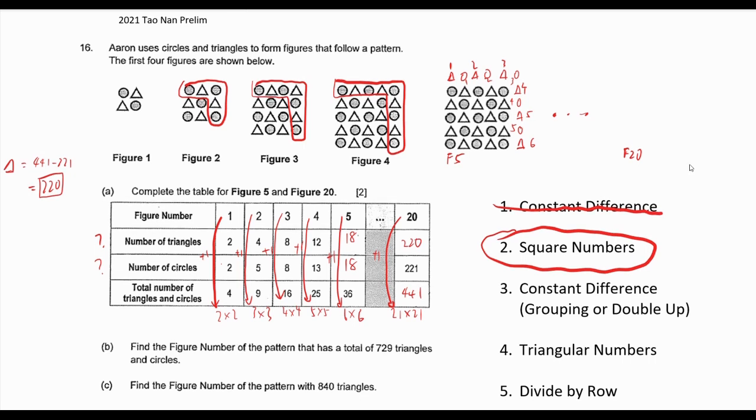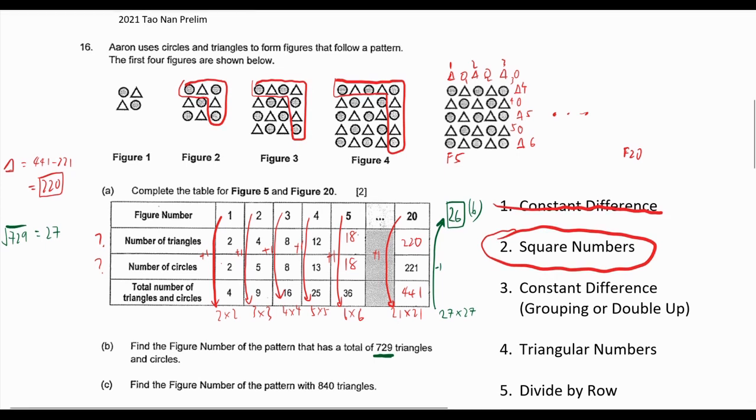For part B, they are asking for the figure number, which has a total of 729 circles and triangles. Since we know it's square numbers for the total, we find the square root of 729, which is 27. And since the square root is 1 more than the figure number, that means the figure number is 26.